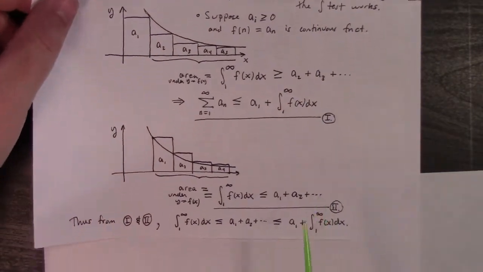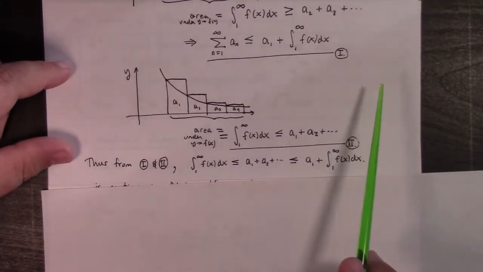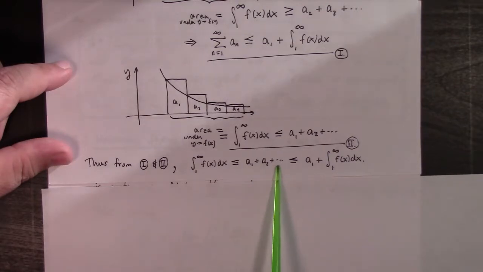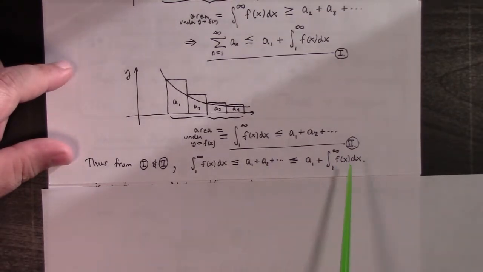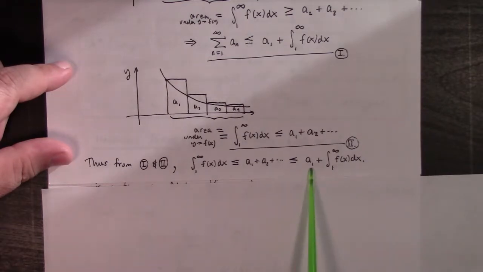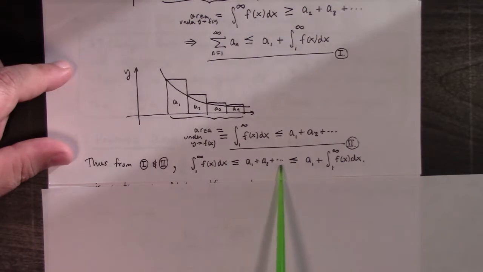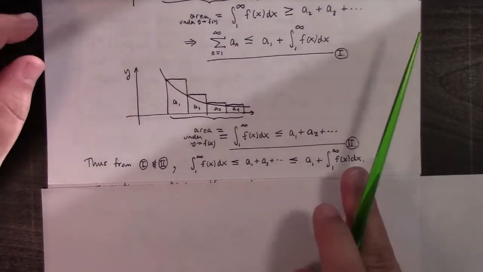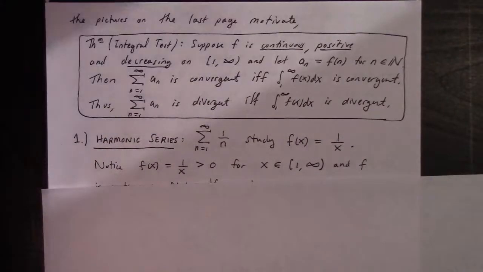And in summary, from inequalities 1 and 2, put them together, we have that the series is pinched between this improper integral and itself plus a1. So this gives us a bound. It says that the series, if it converges, has to converge between that and that. That's pretty neat. And so that in fact is the integral test.